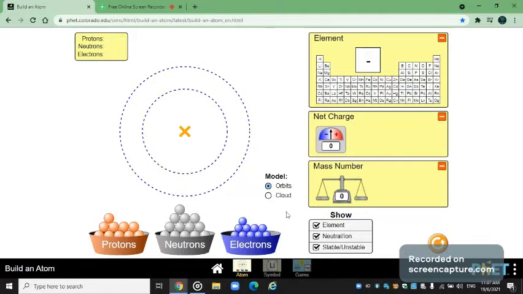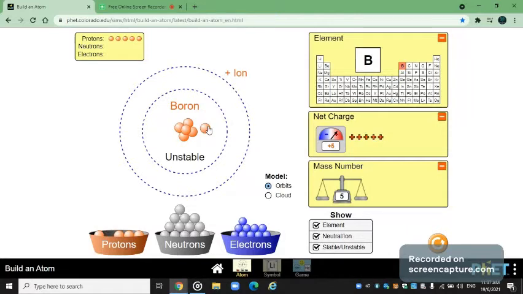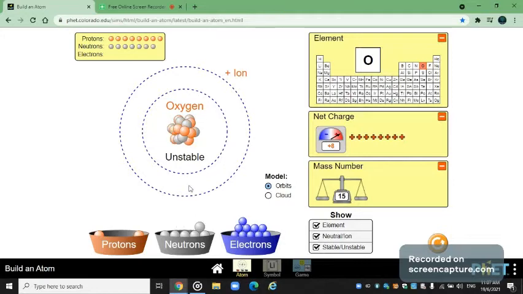So let's build oxygen because that's the most simple atom to build. So it has 8 protons. 1, 2, 3, 4, 5, 6, 7, 8. Oxygen. But what about neutrons? 1, 2, 3, 4, 5, 6, 7, 8. There you go. Now it's stable.